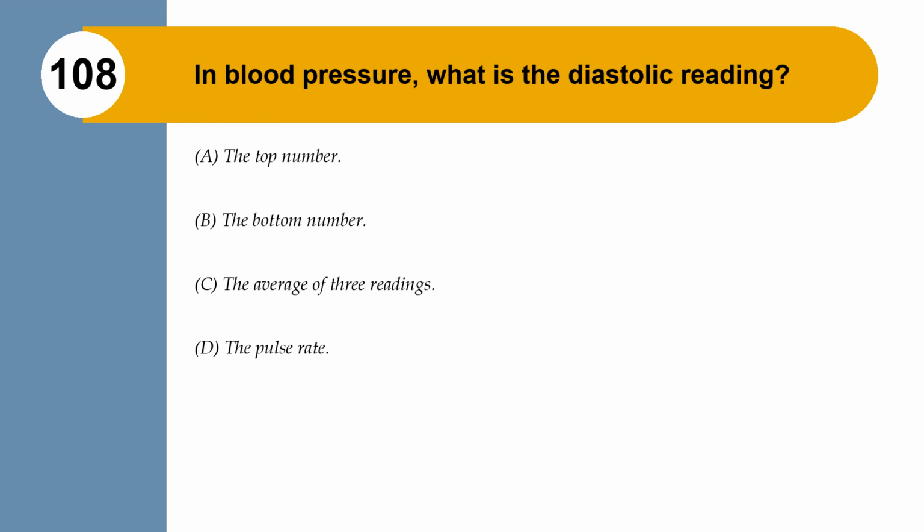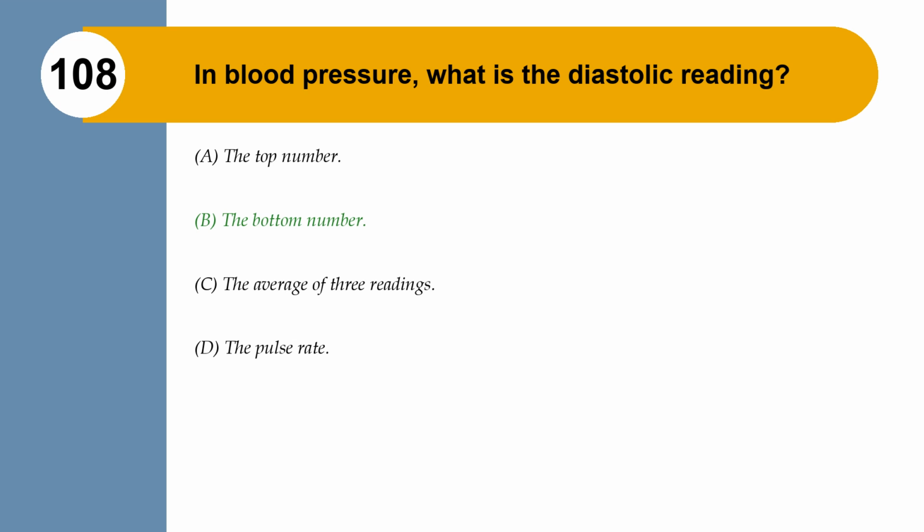Question 108. In blood pressure, what is the diastolic reading? Option A, the top number. Option B, the bottom number. Option C, the average of 3 readings. Option D, the pulse rate.